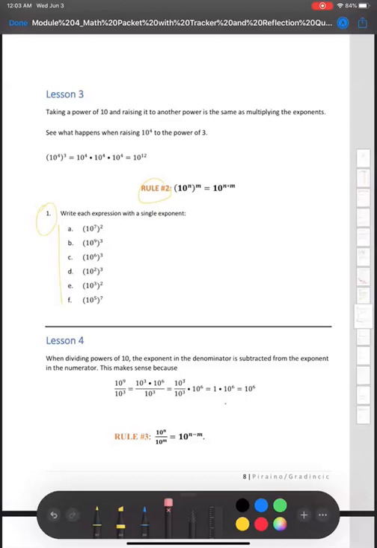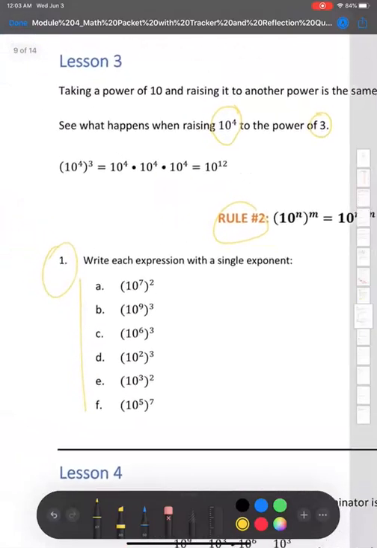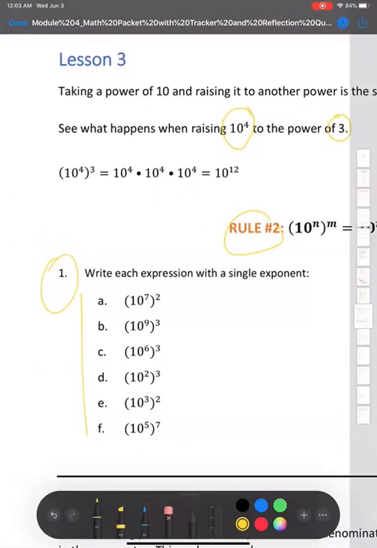All right, taking a power of 10 and raising it to another power is the same as multiplying the exponents. So let's look at this. What happens when you're raising 10 to the 4th power to the power of 3? What does that look like? I'm going to go ahead and zoom in here. So we're saying we want to raise 10 to the 4th power to the 3rd power.